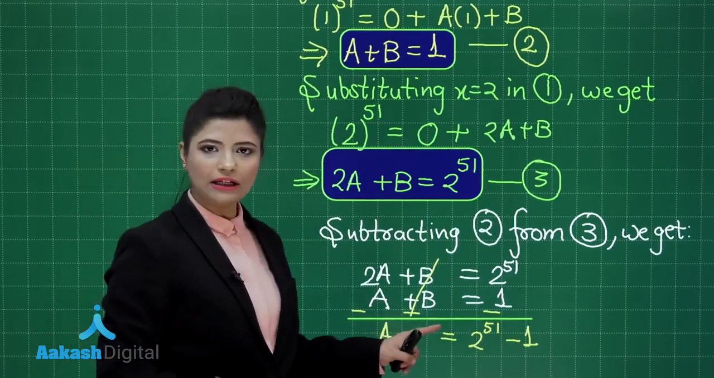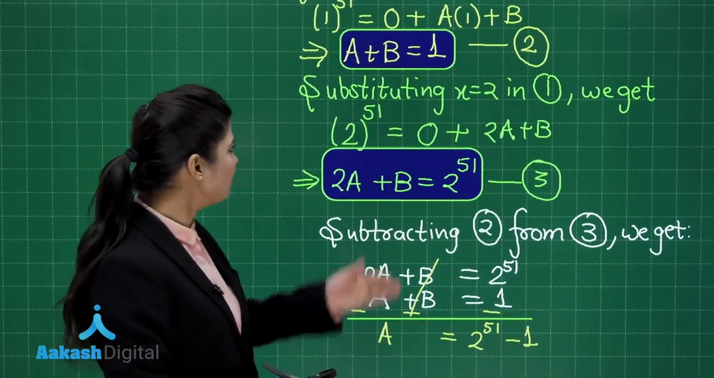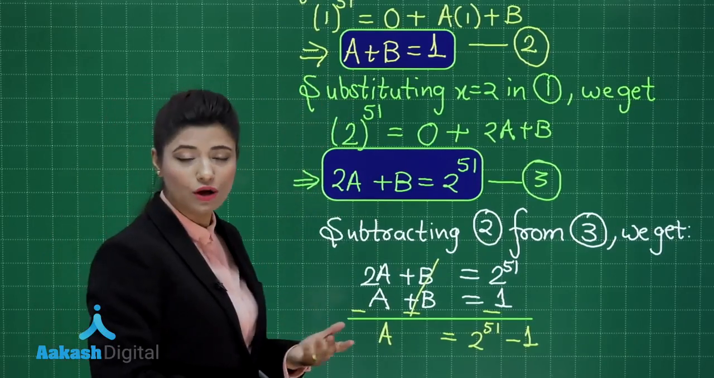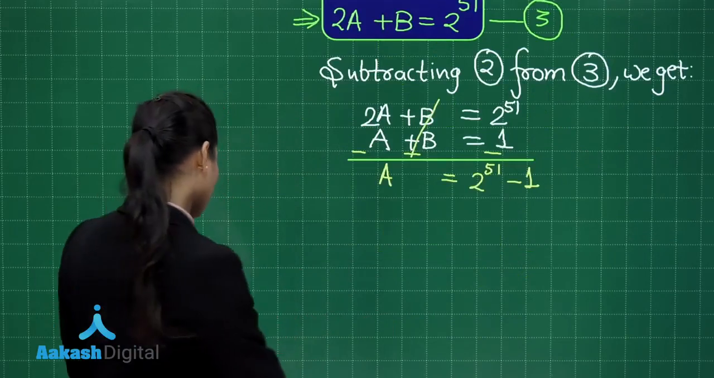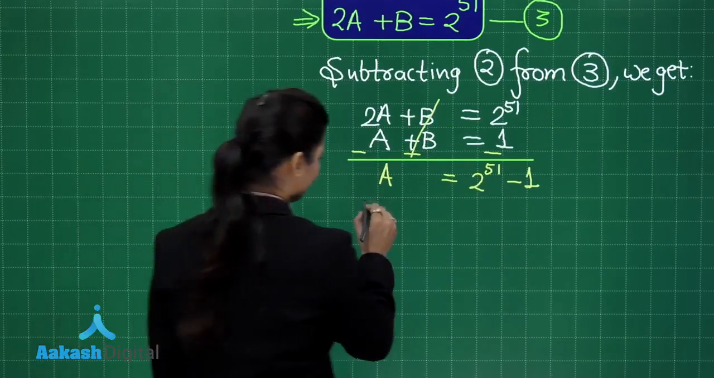Now I have already obtained the value of a. This value of a can be substituted back in equation number 2 to get the value of b. So next, substituting a in equation number 2.